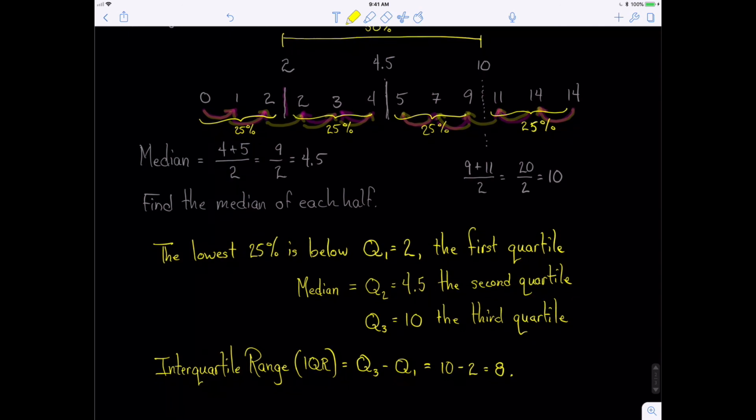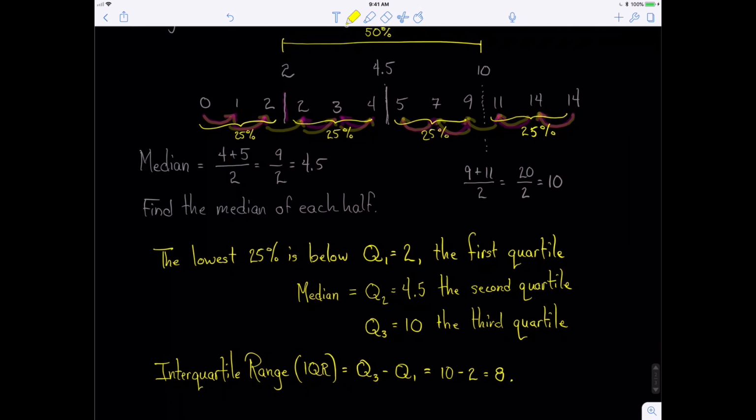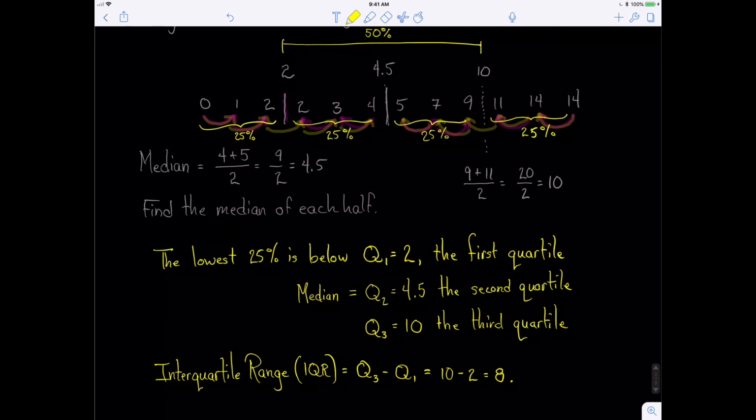So that's how we use the median, not just once, but 3 times, to divide the data in half, then divide each half in half again to divide all of the data now into 4 equally sized groups.